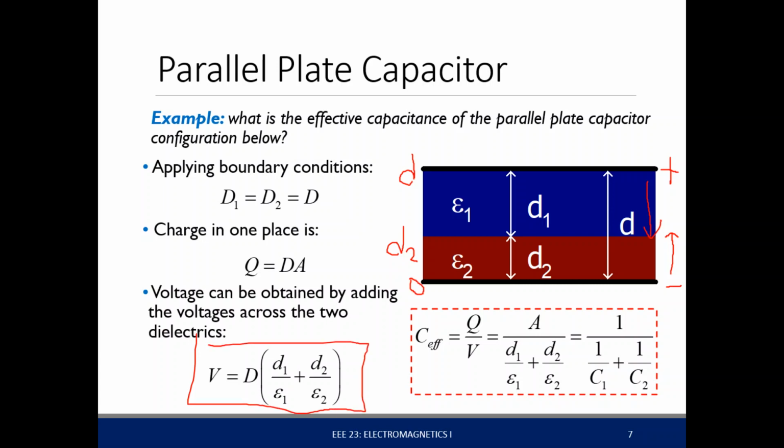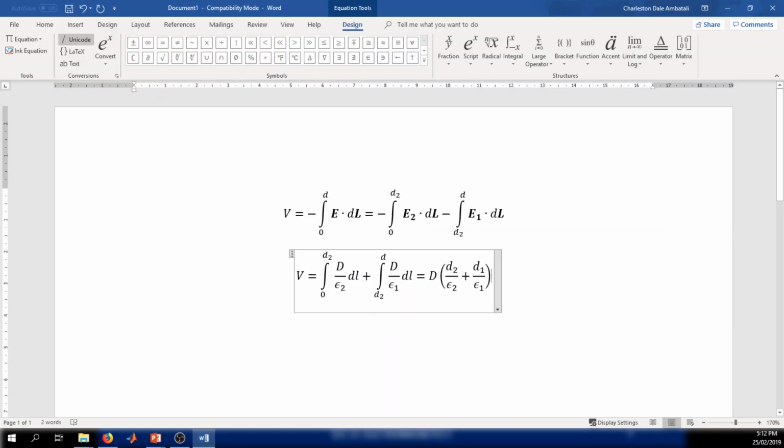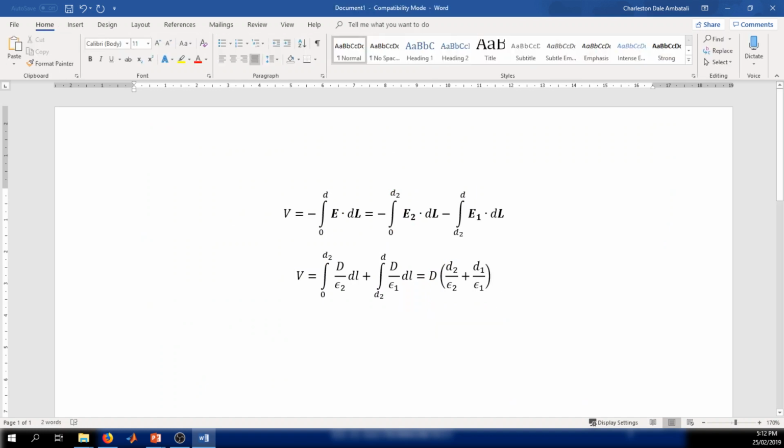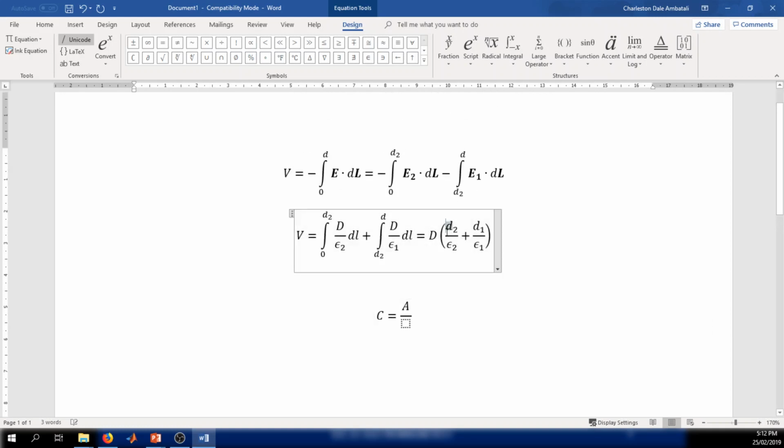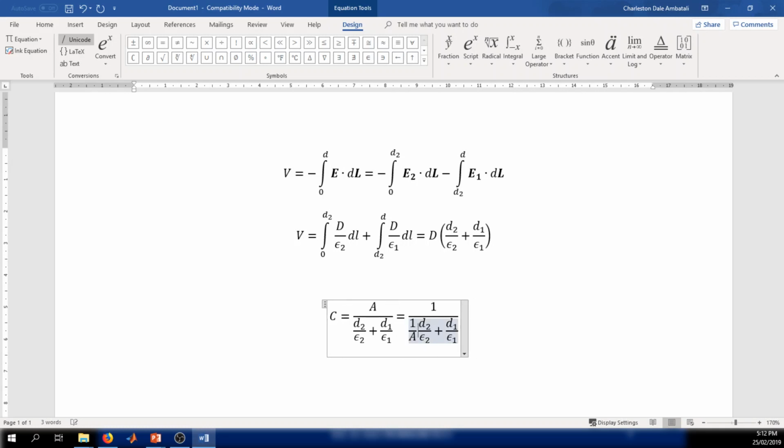So the effective capacitance is just Q divided by V, and that's A over D1 over E1 plus D2 over E2, which is equal to this expression right here. How did that happen? Okay, so let's back up. We know the capacitance is equal to what we got earlier right here. So if we bring down A, it becomes 1 over that expression times 1 over A.